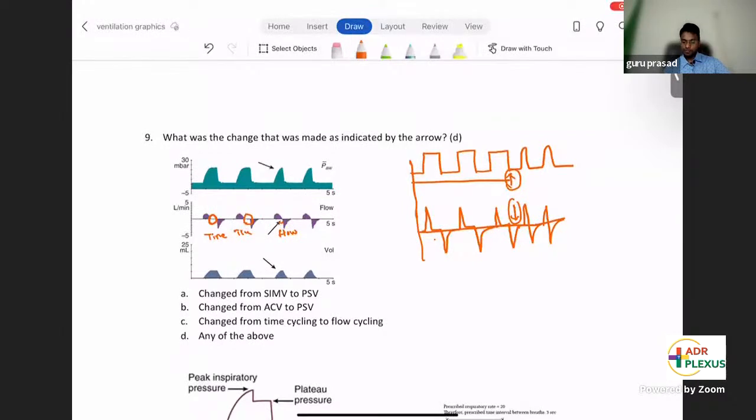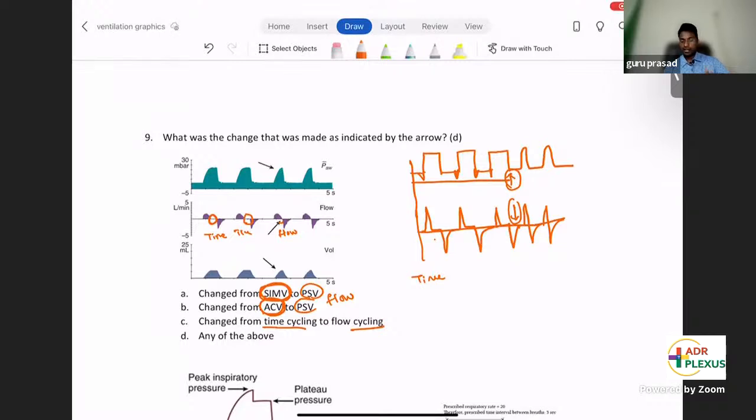Let us assume that in this graph they haven't shown whether synchronization is there or not. But most of the time, synchronized intermittent mechanical ventilation and assist control ventilation are both time cycle ventilations. Pressure support ventilation is a flow cycle ventilation. So these three options are correct. There can be a change from time cycling to flow cycling, from assist control to pressure support, or from SIMV to PSV. All three things can happen.